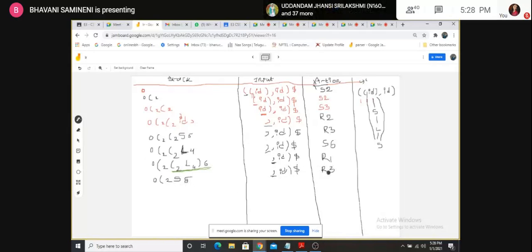R3 means S can be reduced to L. Now 0, open parenthesis. You have to pop the top of the stack, S, from the stack. In place of S, you place L. And what is the next step? You get to know the previous state, that is I2. I2 on capital L. The next state is 4.